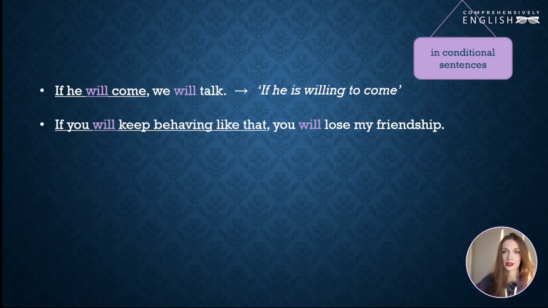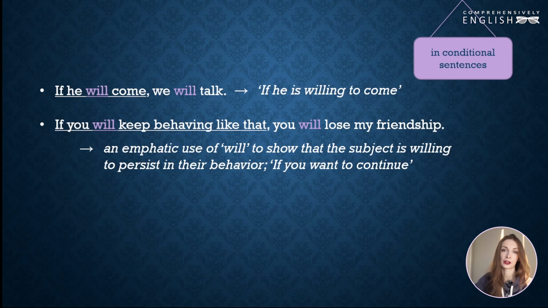We're not talking tenses here. We're not talking about the future. We're not talking about anything else. We are talking about the willingness. Will here functions as an emphatic modal. It is used to show that the subject is willing to persist in their behavior. So we can paraphrase the sentence saying, if you want to continue behaving like that, you will lose my friendship.